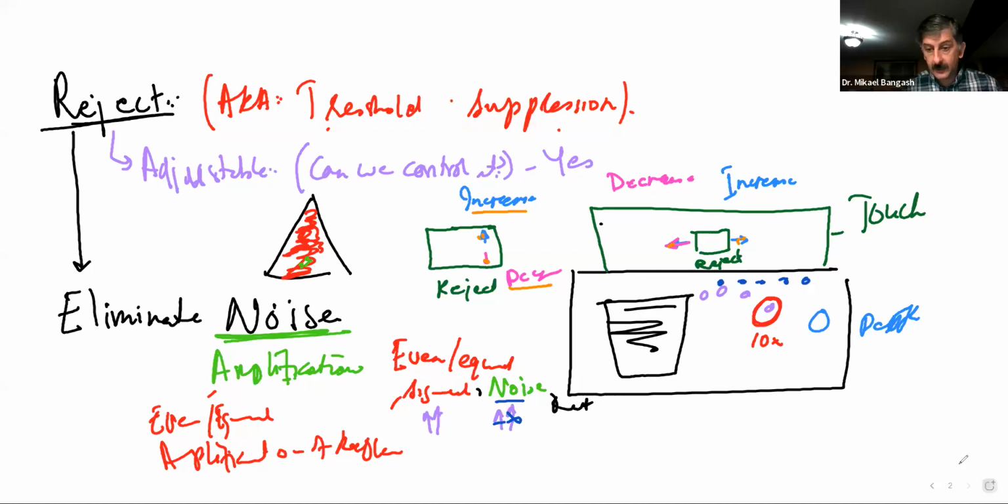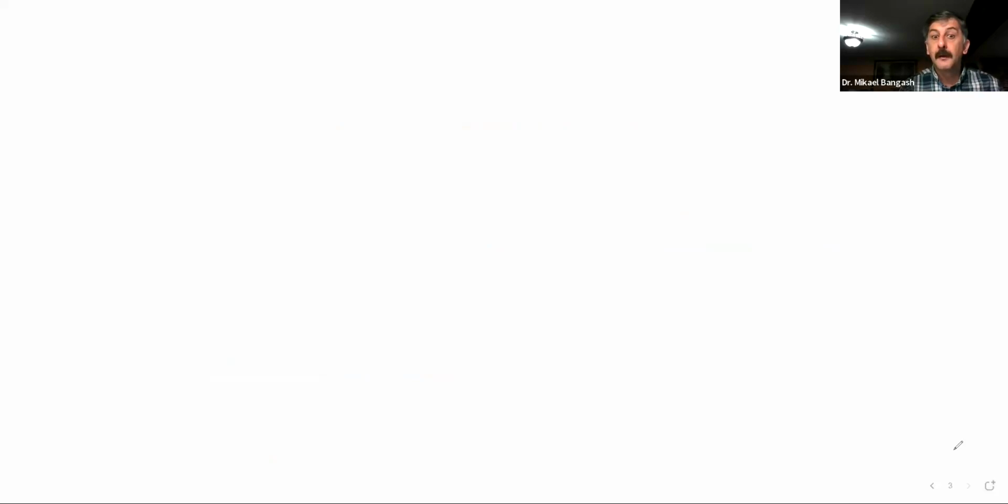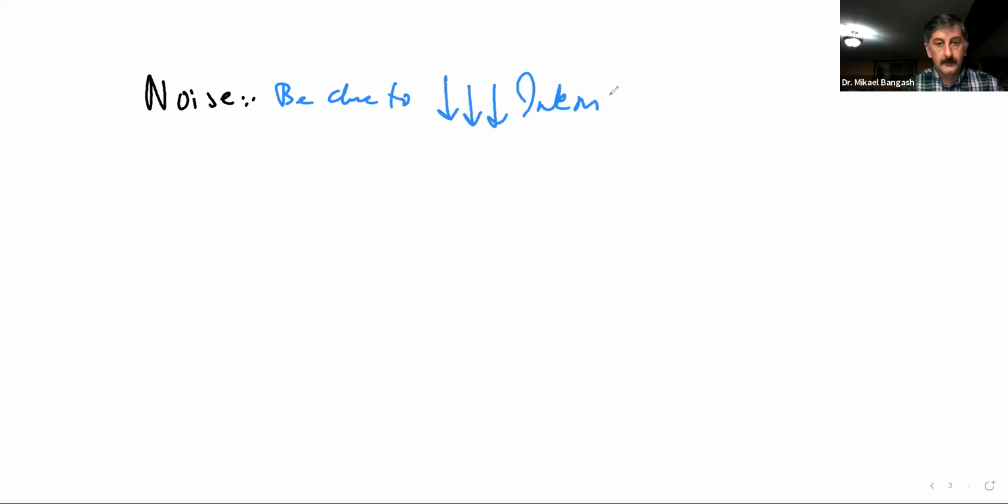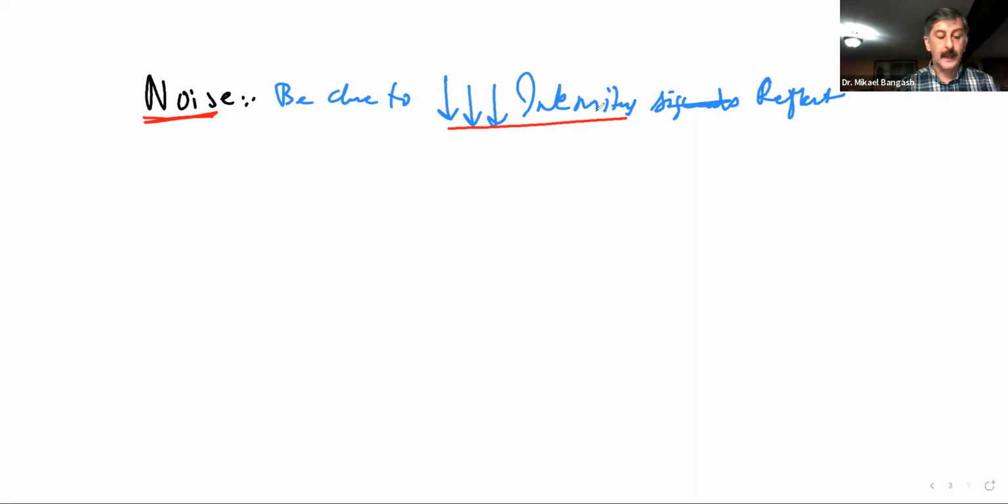Then I also mentioned that noise is mainly due to very low intensity reflections. Those reflections, when amplified, become noise. Generally, noise is going to be very low intensity signals. Did that make sense?